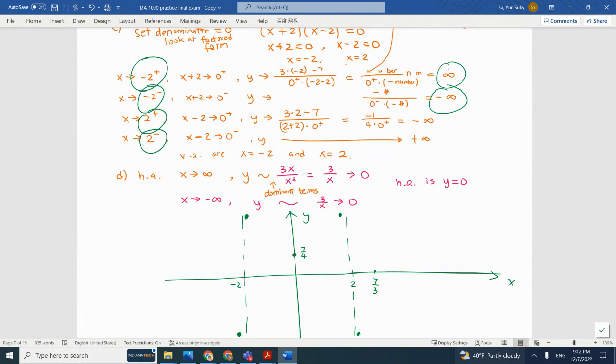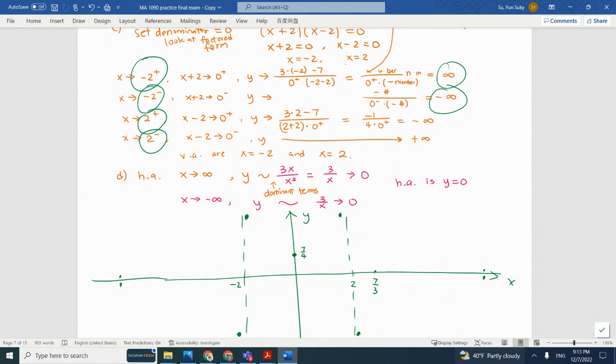Horizontal asymptote. When x goes to infinity, y goes to 0, and y equals 0 is the x-axis. But you don't know whether we're approaching from the top or bottom, so let's put a pair of points. Also, when x goes to minus infinity, we don't know whether it approaches from the top or bottom, so let's put a pair of points.